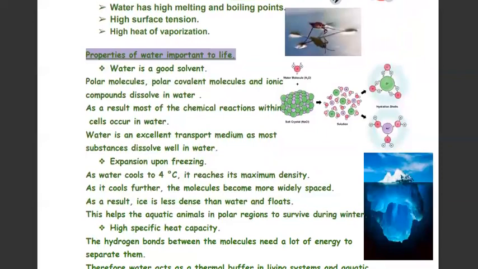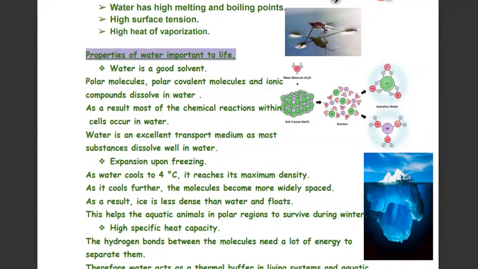Properties of water important to life. Water is a good solvent. Polar molecules, polar covalent molecules and ionic compounds dissolve in water. As a result, most of the chemical reactions within cells occur in water. Water is an excellent transport medium as most substances dissolve well in water.